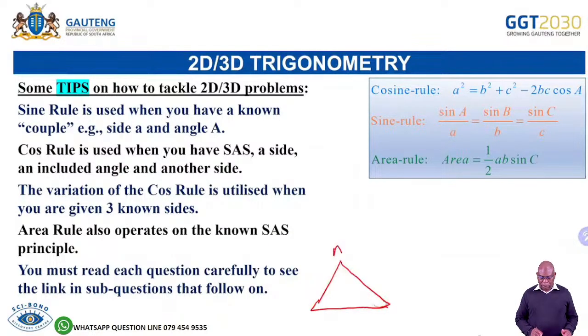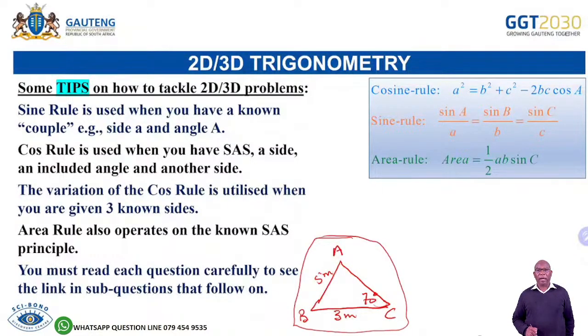any triangle ABC, then I'm given sides. For instance, I'm given this one as 70 degrees. I'm given this as 5 meters. I'm given this one as 3 meters. Now I need to get the other side. Obviously, I cannot use the theorem. I cannot use the three trig ratios, because I do not have a right-angled triangle. I cannot say the tangent of 70 is opposite over adjacent. No. The reason is I do not have a right-angled triangle.